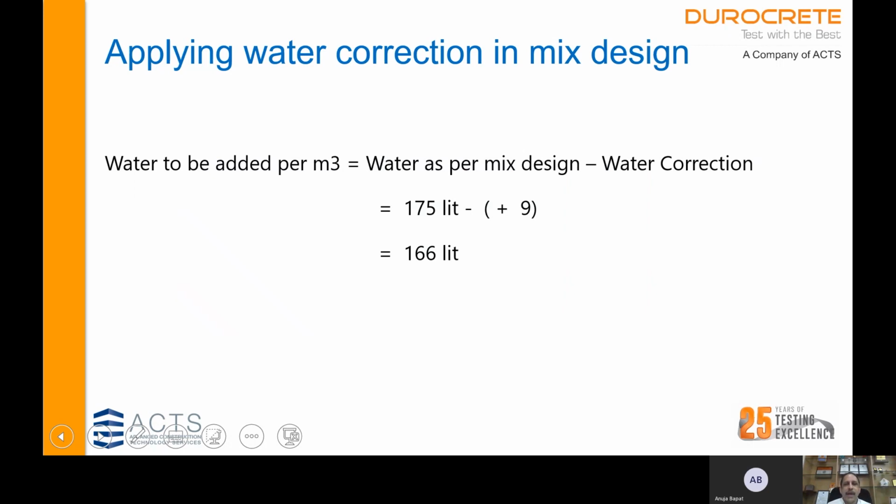So water to be added is equal to water as per mix design minus water correction. So which is 175 liters minus 9 liters, that is excess added through aggregates, surface moisture of aggregates. So we add only 166 liters of water instead of 175 liters.